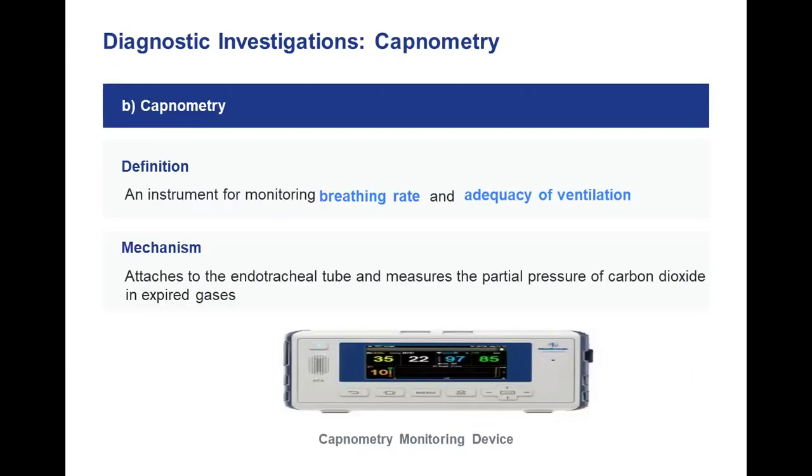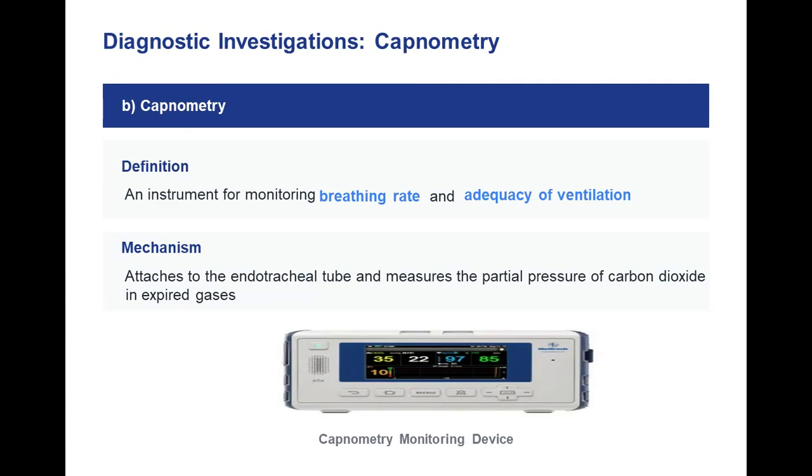Now we look at capnometry. This is a more specialized monitoring tool that measures EtCO2, or end-tidal carbon dioxide. The definition of a capnometer is an instrument for monitoring both the breathing rate and, more importantly, the adequacy of ventilation. Unlike the pulse oximeter, which only tells you about oxygen, the capnometer tells you about ventilation.